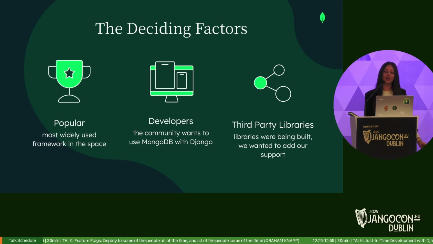So we learned from developers and existing third-party libraries that a common pattern of integrating MongoDB and Django was just by connecting to MongoDB using the APIs of PyMongo, which is our official MongoDB Python driver library, or through open source ORMs like Mongo Engine.